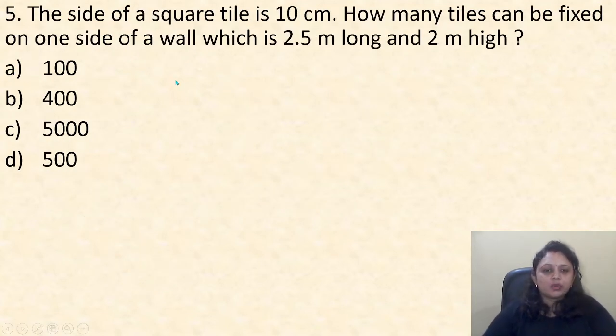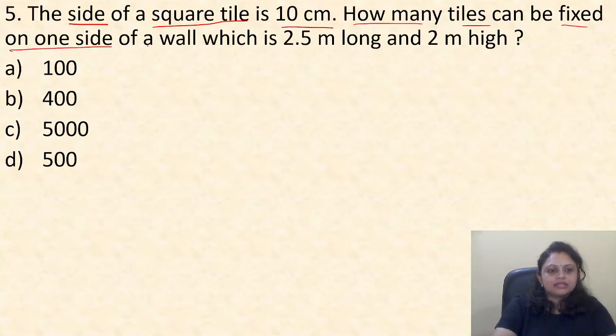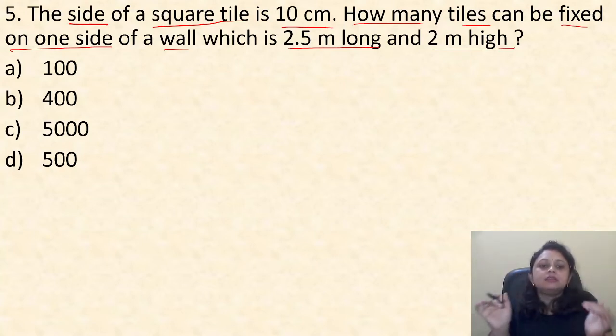The side of a square tile is 10 centimeter. How many tiles can be fixed on one side of a wall which is 2.5 meter long and 2 meter high? Option A 100, B 400, C 5000, D 500. So in the question it is given the side of a square tile is 10 centimeter. How many tiles can be fixed on one side of a wall which is 2.5 meter long and 2 meter high? So what is the area of the wall which needs to be tiled?